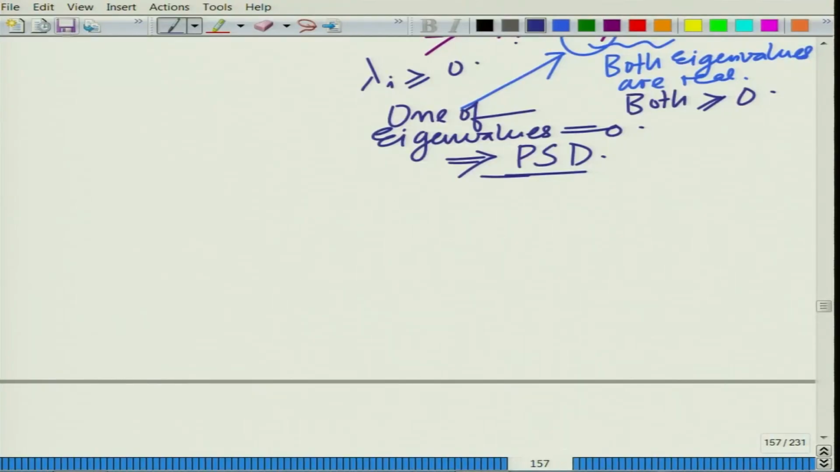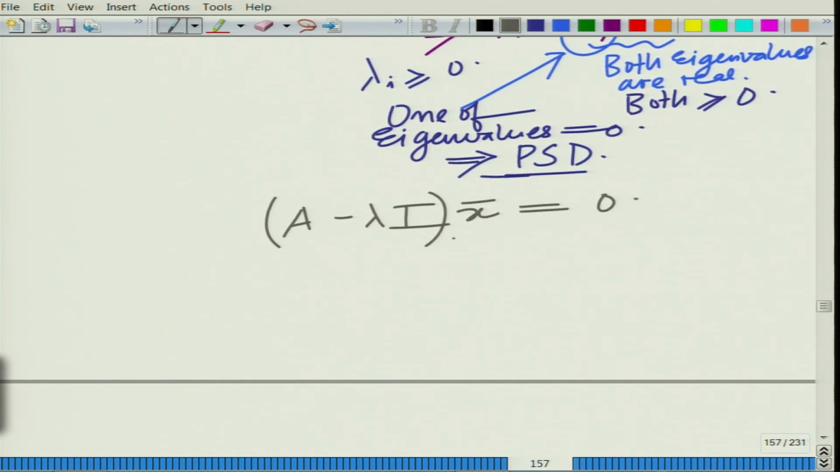Let us now find the eigenvectors of this matrix and check the property about the eigenvectors. I hope all of you remember the way to find the eigenvectors: eigenvectors lie in the null space of A minus lambda I. I hope all of you remember this.